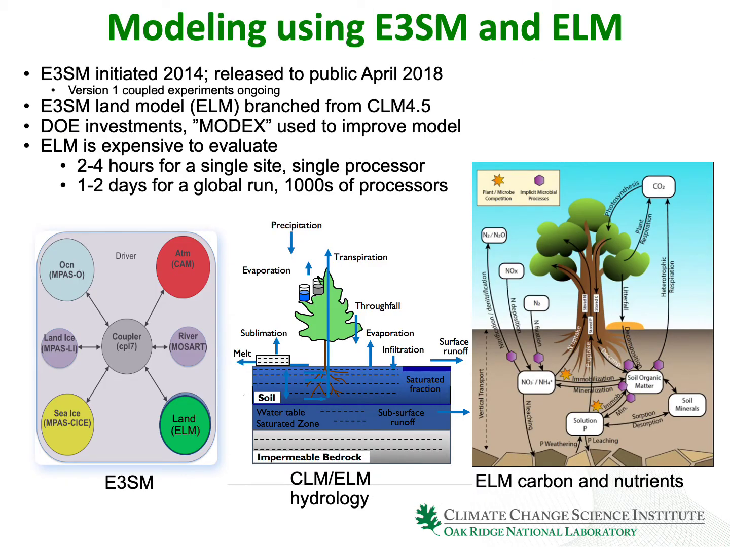So here at Oak Ridge, we're using a model called E3SM. It's the Energy Exascale Earth System Model, which is funded by the Department of Energy, and more specifically ELM, which is the land model component of that full Earth System Model. It's very similar in a lot of ways to the Community Land Model, version 4.5. We branched off from there several years ago. Compared to some of the models you may be looking at here as part of the training, this model is quite expensive to evaluate. It takes several hours to run a single site on a single processor, and a couple of days if we're wanting to do a global run, generally on larger clusters with thousands of processors.